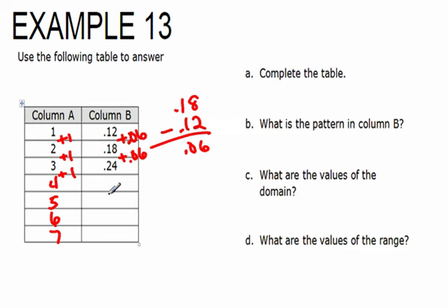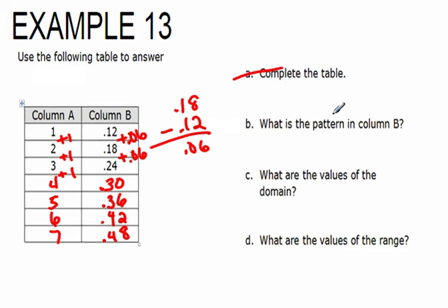So if we continue that pattern and increase by 0.06 each time, our next value here is going to be 0.30, and then 0.36, and 0.42, and finally 0.48. So that takes care of question A. We've now completed the table.